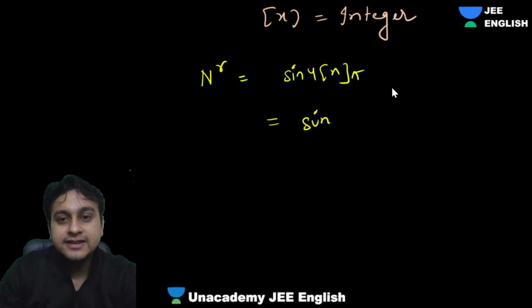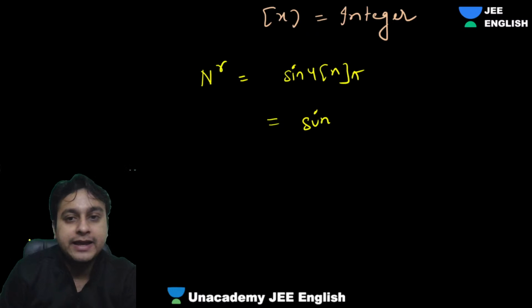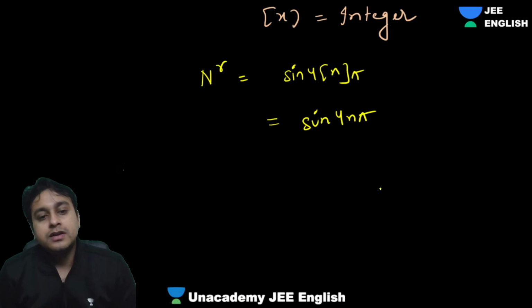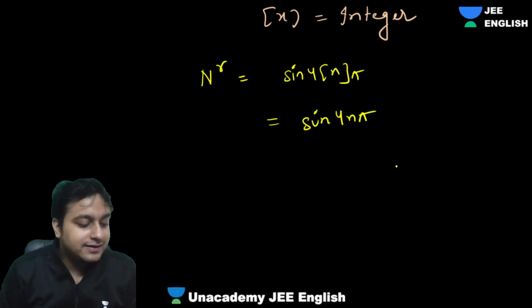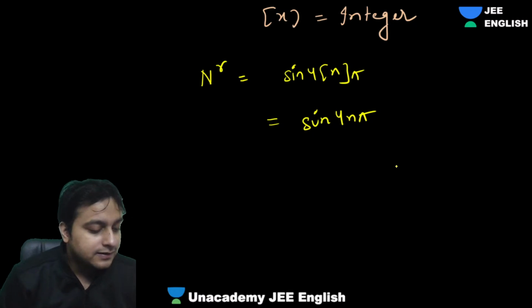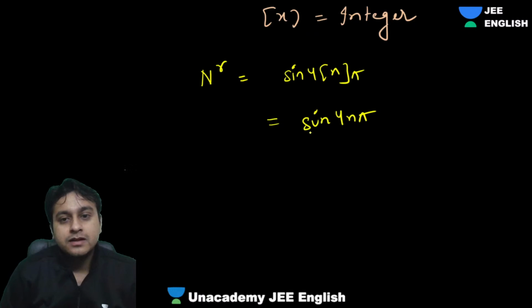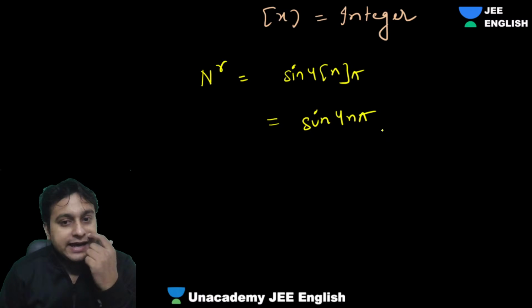Okay. Now, guys, if you look into this one, what is 4 pi? Can I say 4n pi? Right, everyone? This is what? 4n pi. Okay, guys. So 4n pi. What will happen, guys? Sine 4n pi.